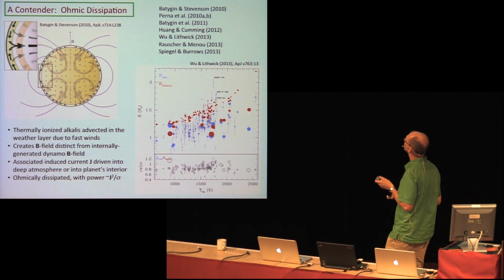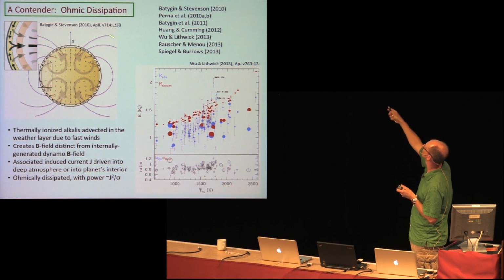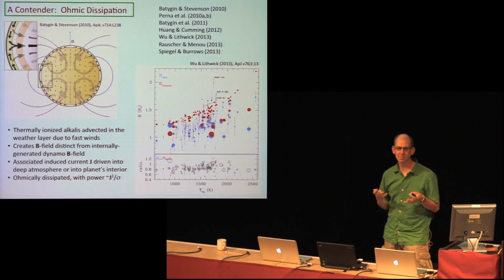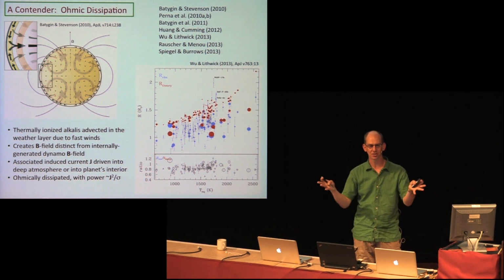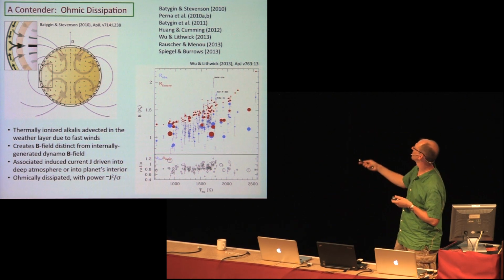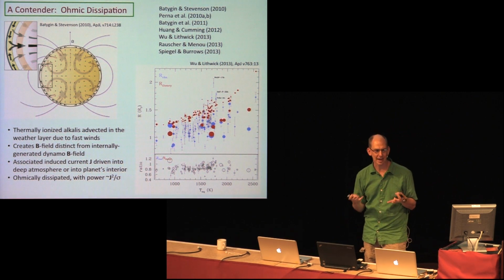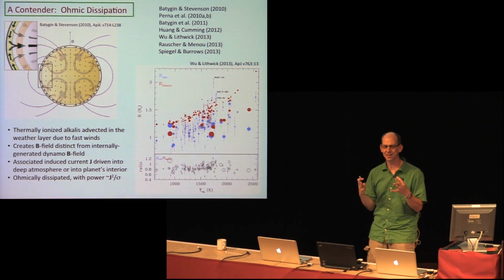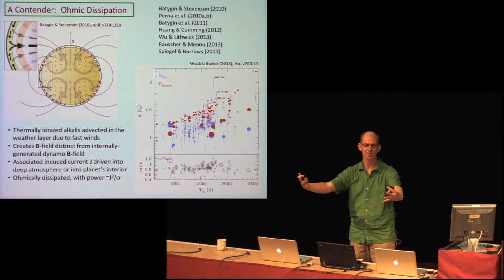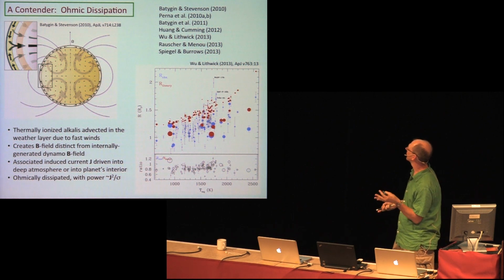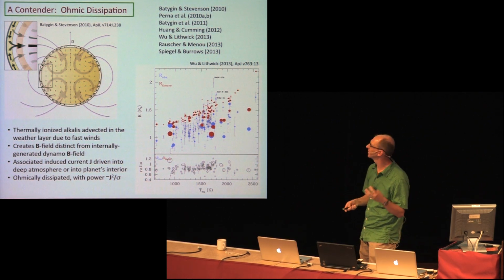The basic idea is that if you have a planet, it has its own dynamo, B field, coming from the interior. But these strongly irradiated planets also have very fast winds running along the surface, that we can tell observationally. If the planets are hot enough, beyond about 1,000 or 1,500 degrees, it's hot enough that you can actually thermally ionize alkalis, sodium and potassium, which are fairly abundant. So these thermally ionized alkalis are being advected around by the winds. So you essentially have ions flying around in this wind. That creates a B field distinct from the internally generated B field from the dynamo.